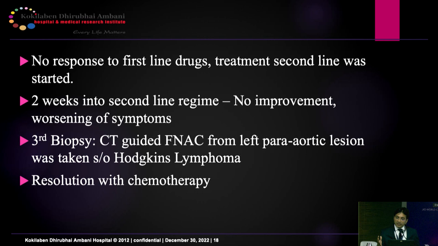He did not respond to first line drugs, because he was GeneXpert positive. Then second line treatment was started. 2 weeks into the second line regime, no improvement, worsening of back pain, the child became almost non-ambulatory. Then the infectious disease board advised a third biopsy after a CT scan of the abdomen, from a paraaortic lesion, which was suggestive of Hodgkin's lymphoma. And it resolved with chemotherapy.